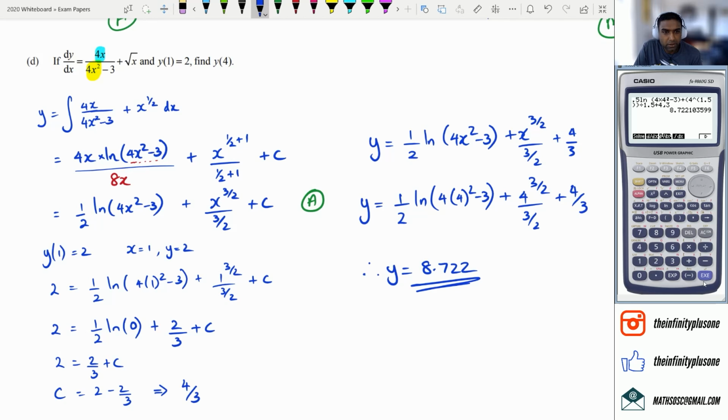So could we have done this any other way? Ooh, off the top of my head, no. I think it's because I'm tired from doing this paper. Long papers always take a bit of energy. But anyway, guys, 8.722 is the answer we're looking for. That's going to give us a merit.